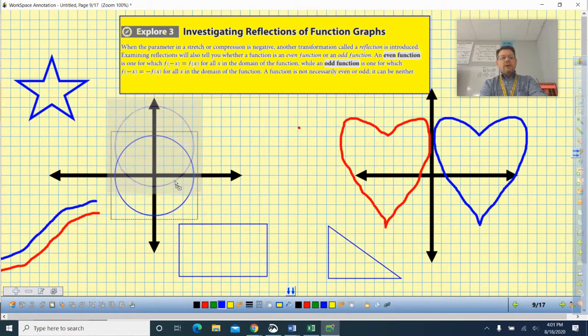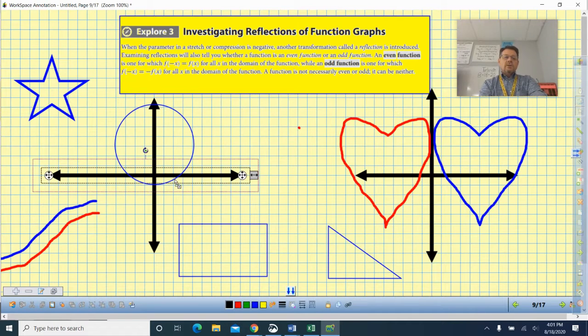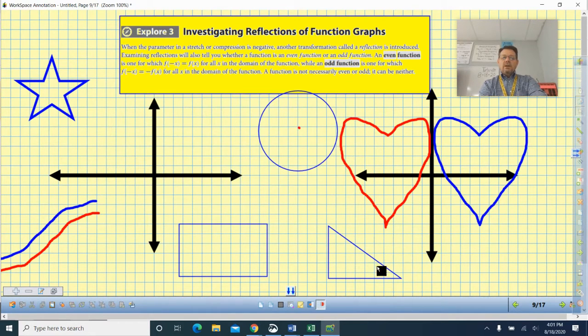Now, if I move it up here, it's still even, flipping it left and right across the y-axis, but you can't rotate it 180 degrees about the origin and get back what you started. So circle has some possibilities for the odds, but the center has to be on the origin.